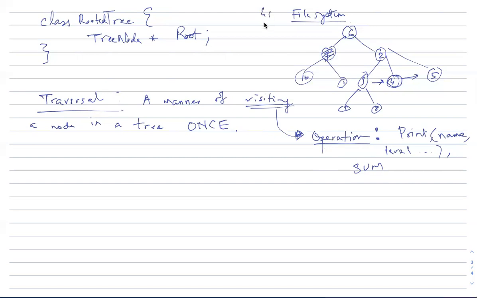So if we take another example of a tree, this is one example of a file system. Another example could be, can you think of something apart from a file system? Something you encountered in your homework that could potentially be a tree?